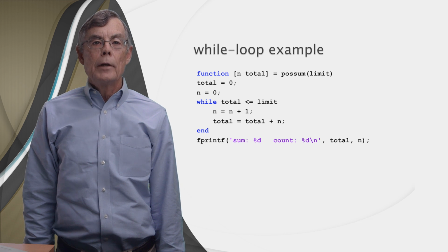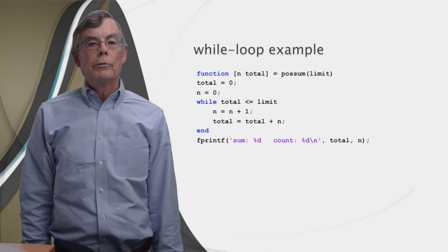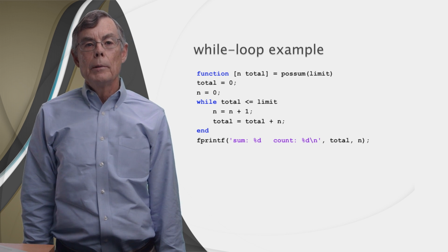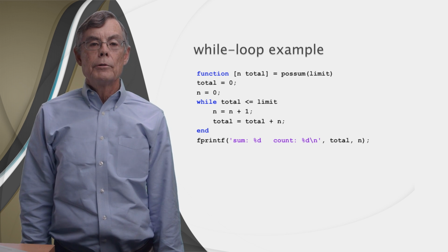The body in this example increments n by 1 and then adds the result to total. Once total exceeds limit, the while condition will be false, the loop terminates, and we print the result. The function then terminates and returns its output argument.